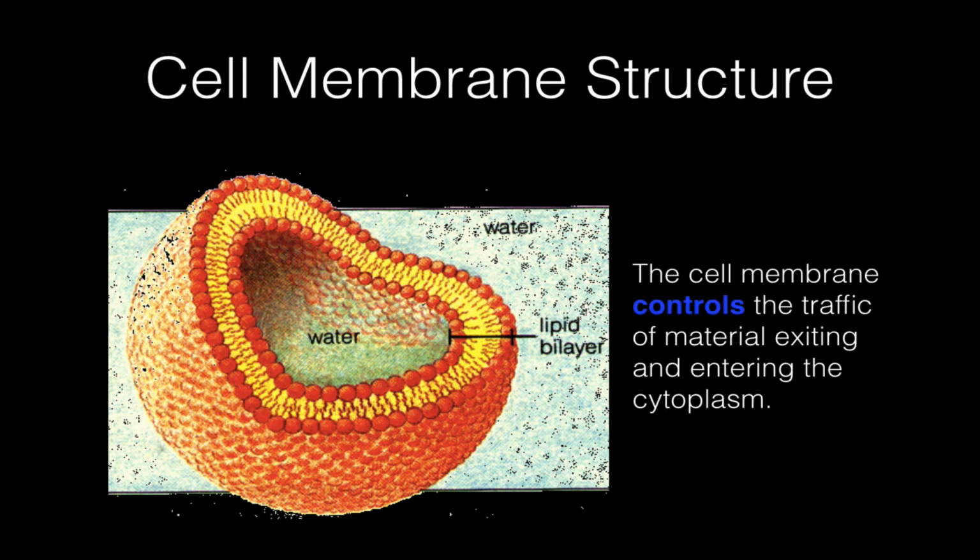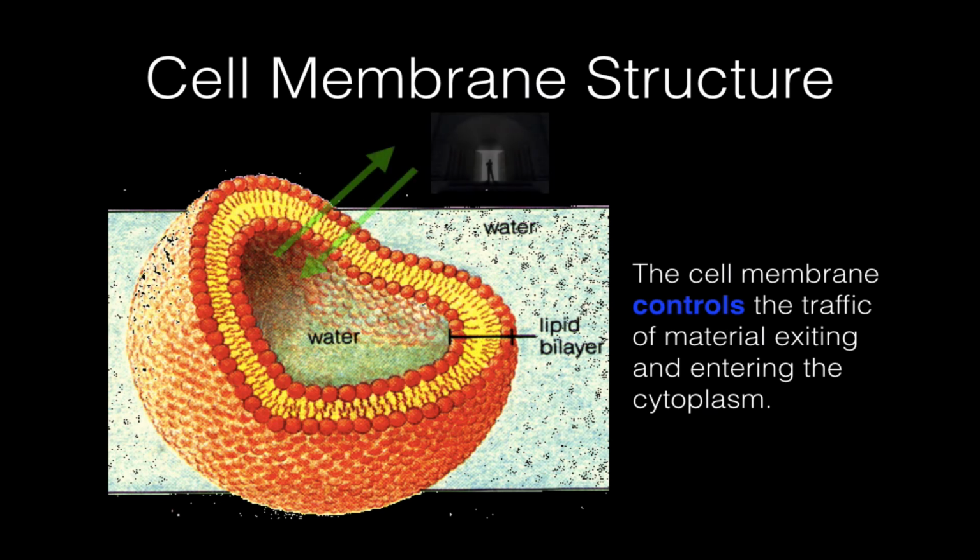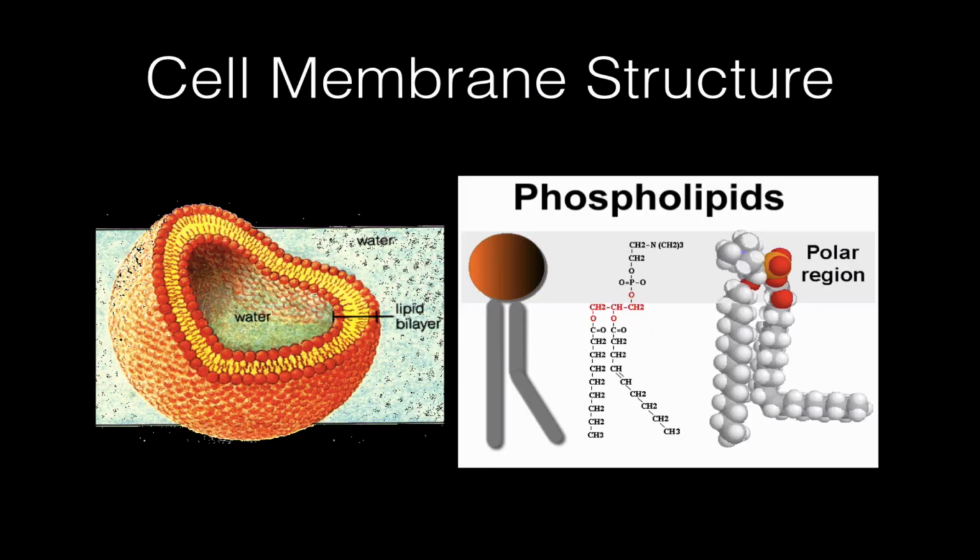Now, the cell membrane has to control the traffic of material exiting and entering the cytoplasm. So this boundary has to control what enters and exits the cells in order to maintain the balance of life that we call homeostasis. It's basically staying alive. If a cell gets out of balance because too much material enters or exits, it can die because it's lost its homeostasis. So remember, think of the cell membrane as a gatekeeper. It's controlling what moves in and what moves out of the cell.